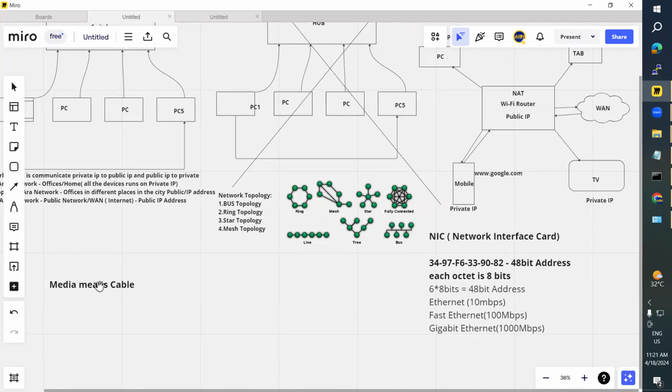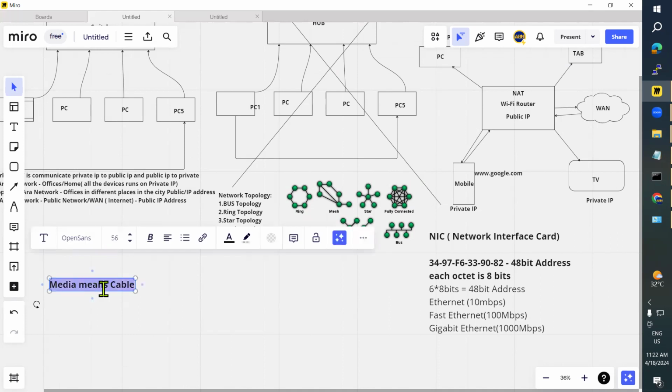Okay, this is media. The purpose of media is to transport bits from one machine to another machine. That is called media. Okay, so there are types of cables. What are the types of cables?